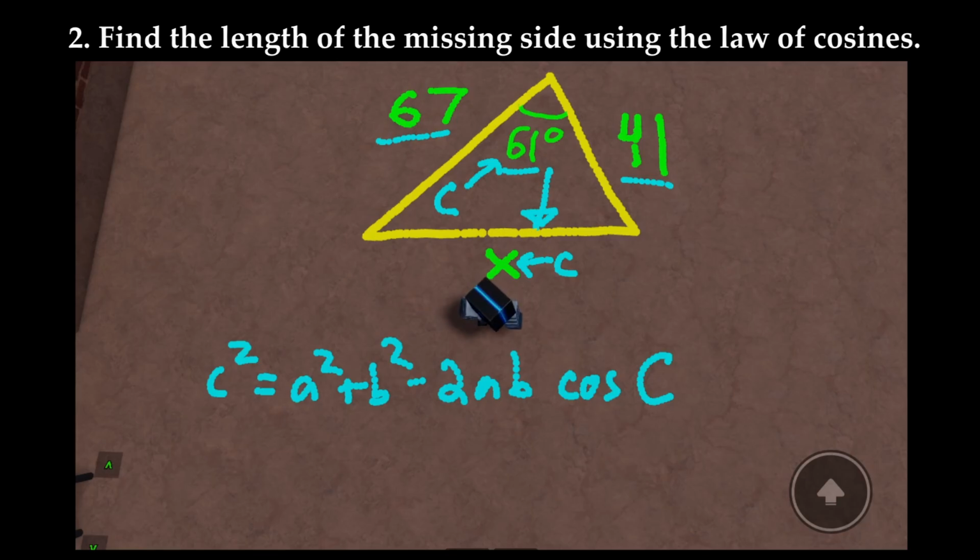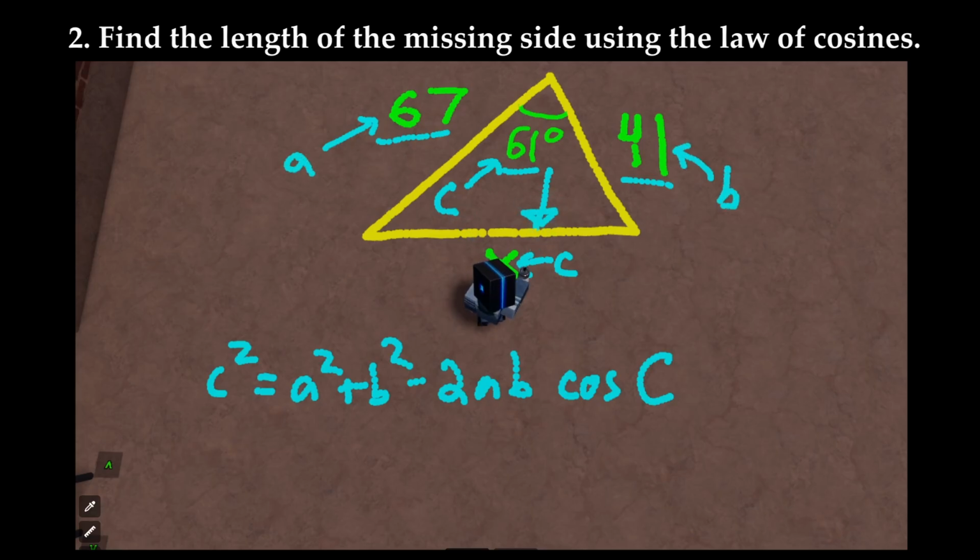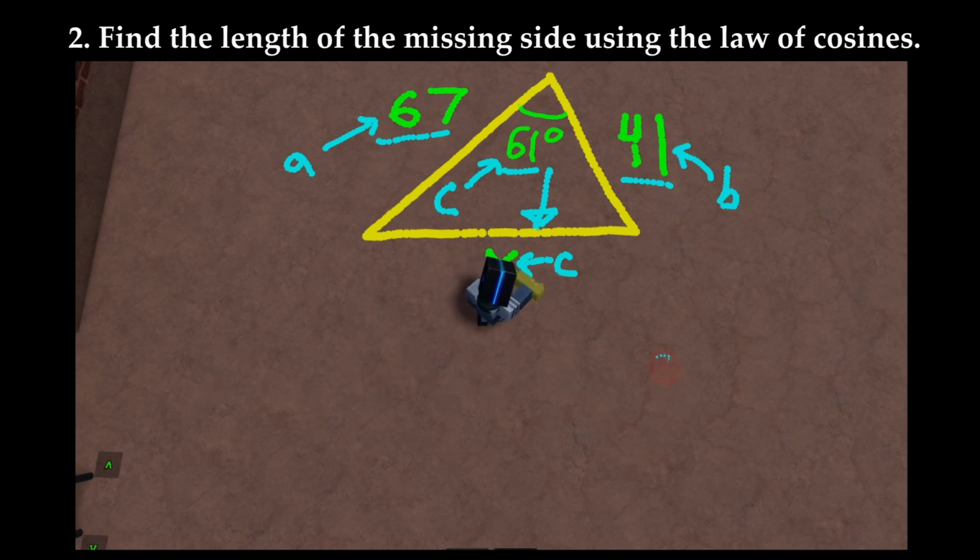And then A and B are always defined as the sides that are right next to the angle that you have defined as angle C. So therefore, 67 and 41 are A and B. Now all we need to do is just fill in the numbers and solve for x. So I'm just going to erase all this and fill it in. So C squared, well, we said that side C is just side x.